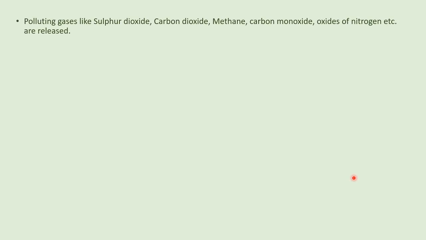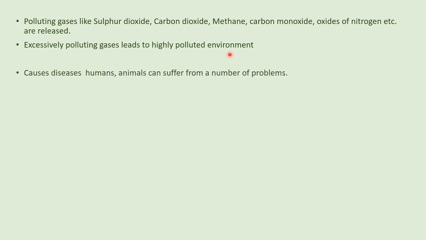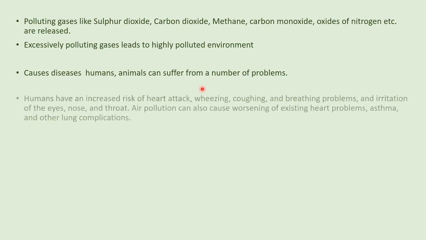So pollution produces polluting gases like sulfur dioxide, carbon dioxide, methane, carbon monoxide and oxides of nitrogen. As excessive polluting gases are produced, this leads to a highly polluted environment in which we are living. This is bound to cause diseases to humans and animals, and both can suffer from a number of problems.